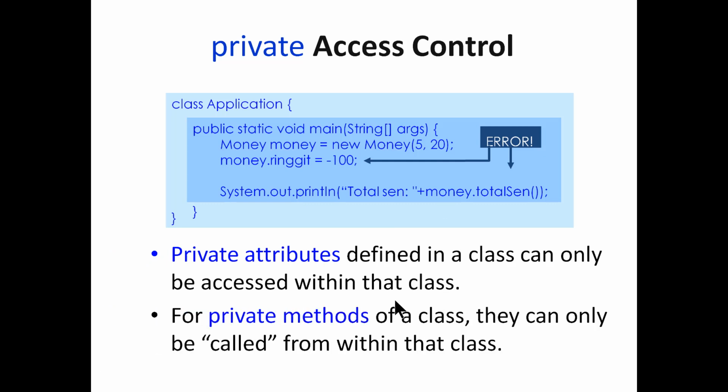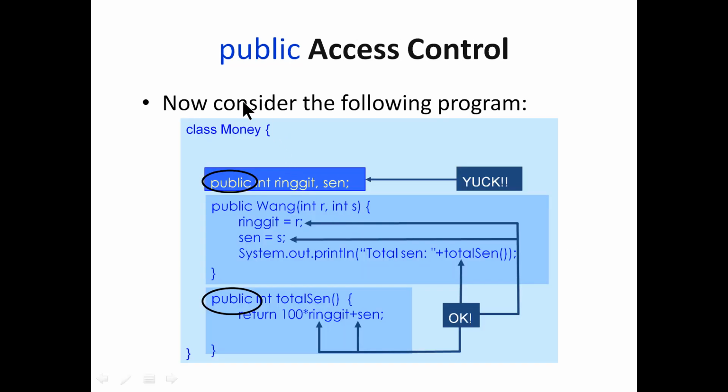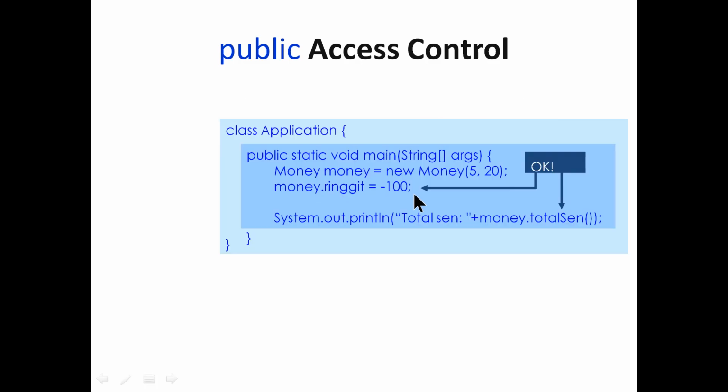And a private method can also be called from within that class, but not from main or from any other method. So now consider the following program. You made it public. That means everyone can access it. It has no point of encapsulation. Yeah, it's okay, because you can access the public property. But if the property is public, you lose your data protection. Don't make any property public.